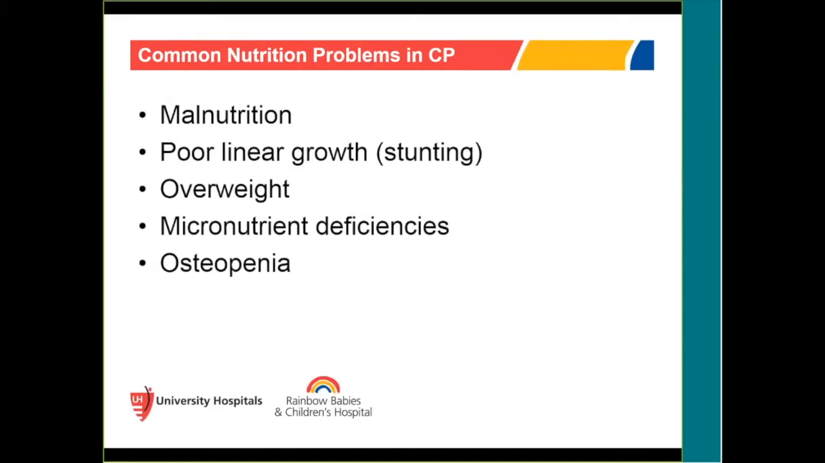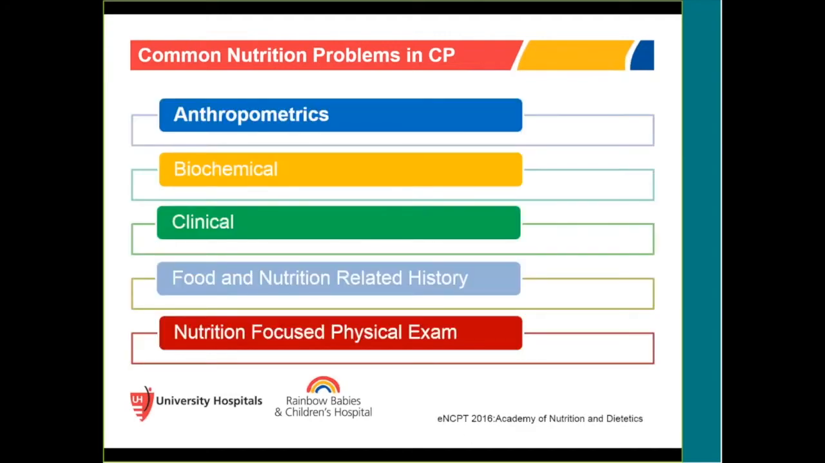When we think about children with cerebral palsy, we know that nutrition problems are common, and Dr. Sullivan spoke about many of those problems in his earlier lecture. Malnutrition, poor linear growth, and stunting, which may be nutritional or endocrine or related to the cerebral palsy itself, is not uncommon. Many of the children can also have problems with being overweight. Micronutrient deficiencies can be seen, as well as problems with bone density. That makes nutrition assessment imperative in this population.